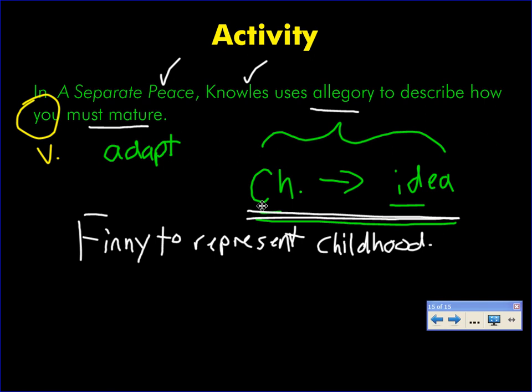Do you see, Josiah, how you had that packed in here? And you had Jean representing adulthood packed in here? By saying allegory, you have said so much. You can't just throw the word allegory out there because it's huge. It's like saying, hey, he uses symbolism to create interest. Symbolism of what? What are you talking about? There's just too much there. So we're unpacking it. And now we have a claim that says, in a separate piece, Knowles uses Finney to represent childhood. We double it. We throw Jean in there too.